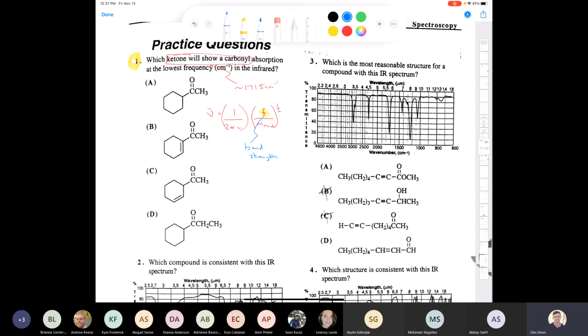And since B has a resonance structure that we could draw, I'm not going to draw it out, this carbon-oxygen double bond is weaker than all of the others because of resonance. And since the force constant is in the numerator, that's going to give me a lower wave number. And so the answer is B.